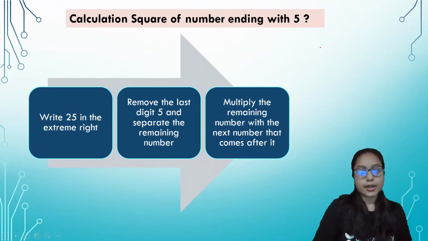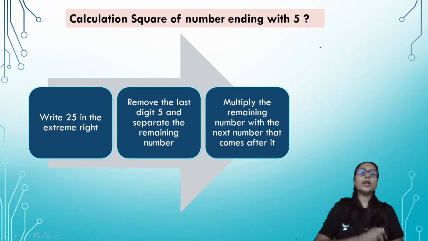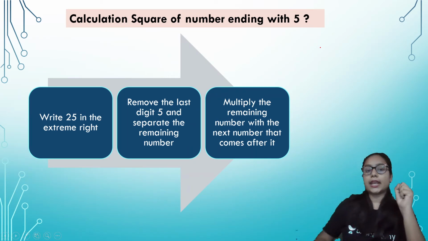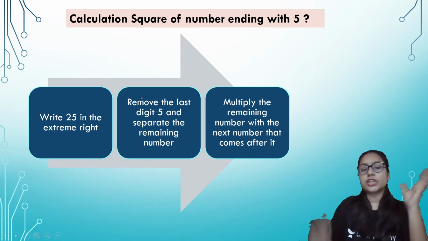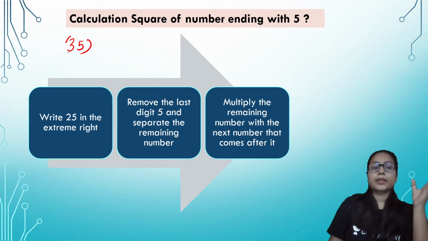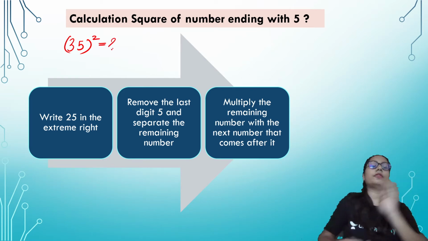Alright, so let us learn how to calculate the square of a number ending with 5. First of all, let us take a number which ends with 5. For example, let us consider 35, and we have to find the square of 35.